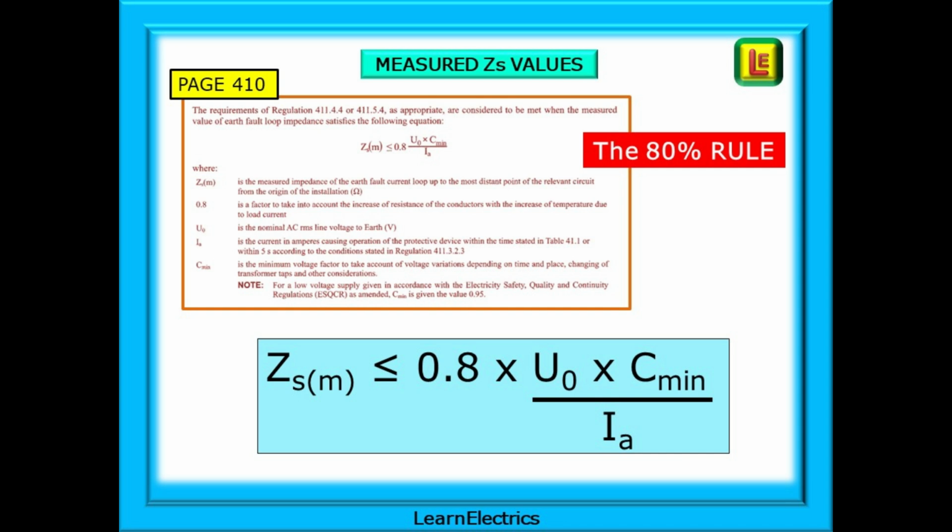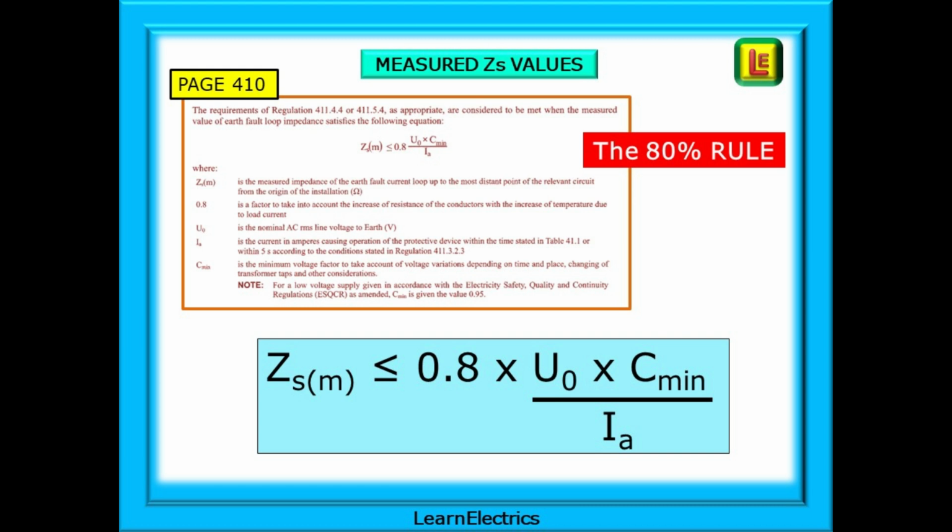The formula is shown on page 410 of the book. It is the same formula as shown on page 409, with the additional requirement that we must multiply the data by 0.8, as shown in the blue box. For the non-mathematical, 0.8 is the same as 80%, and ZS with the letter M signifies that this is a measured ZS value and not tabulated. The M is telling us that the 80% rule is being applied.